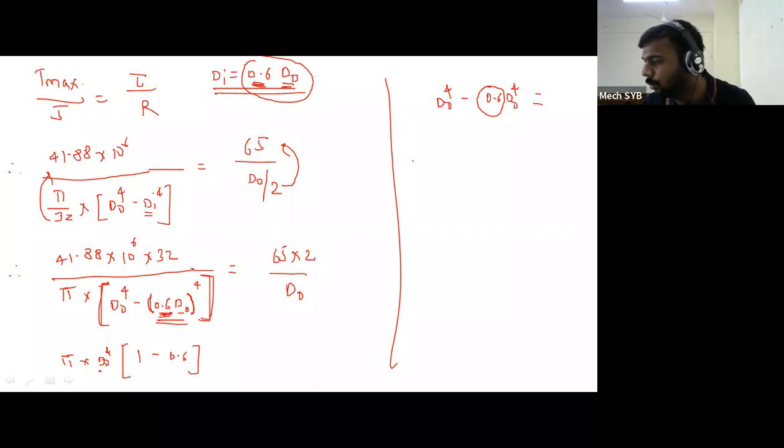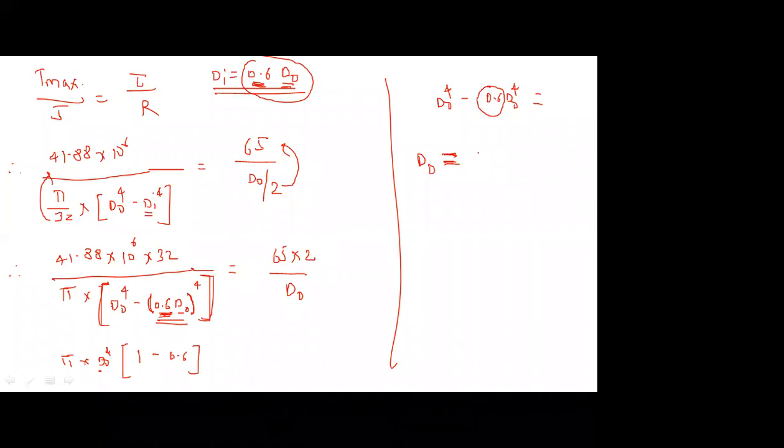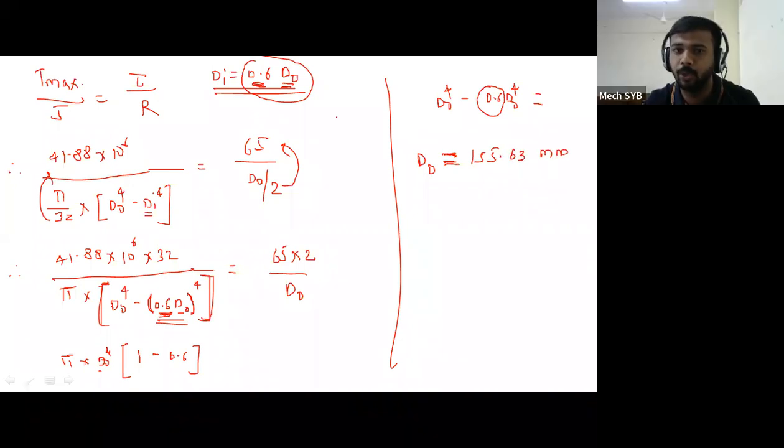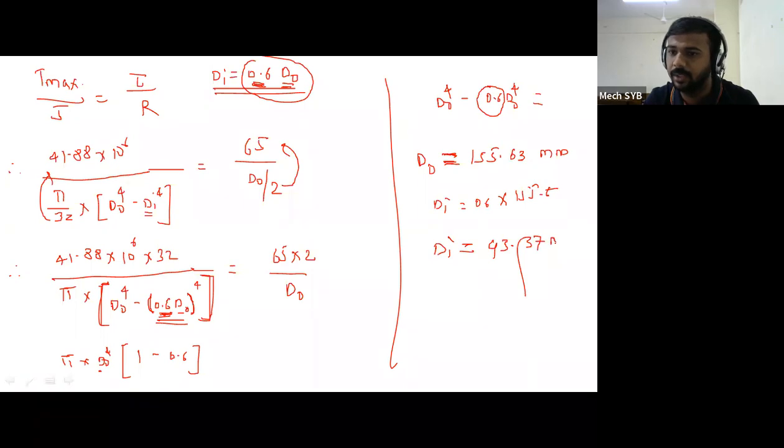So what is your di value, or what value you will get first? I think do. What is the value of do? Can anybody tell me, those who have calculated? 155.63. Yeah. And this value we have to put in the equation, that is di is equal to 0.6 into 155.63. Then what is the di value? 93.37. Yeah. So these are your answers.